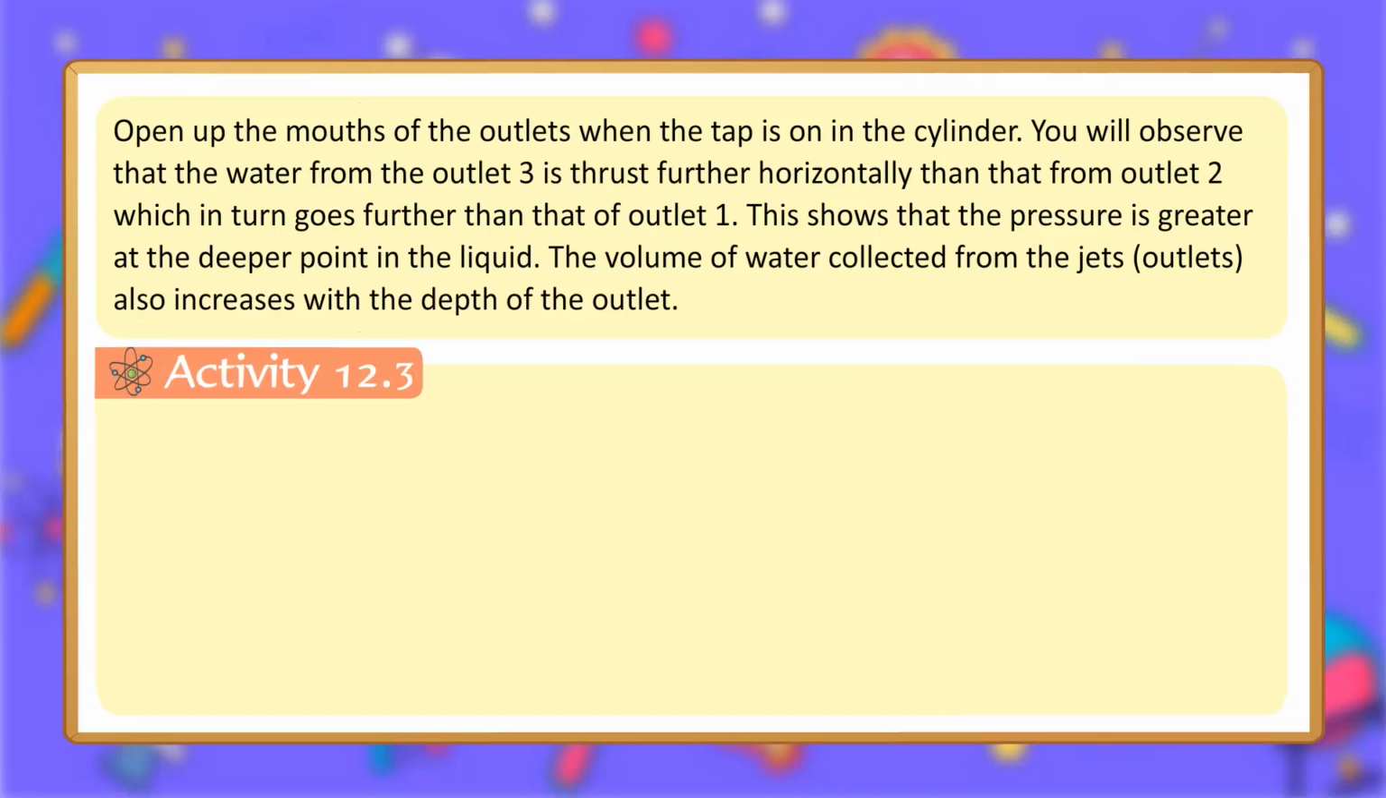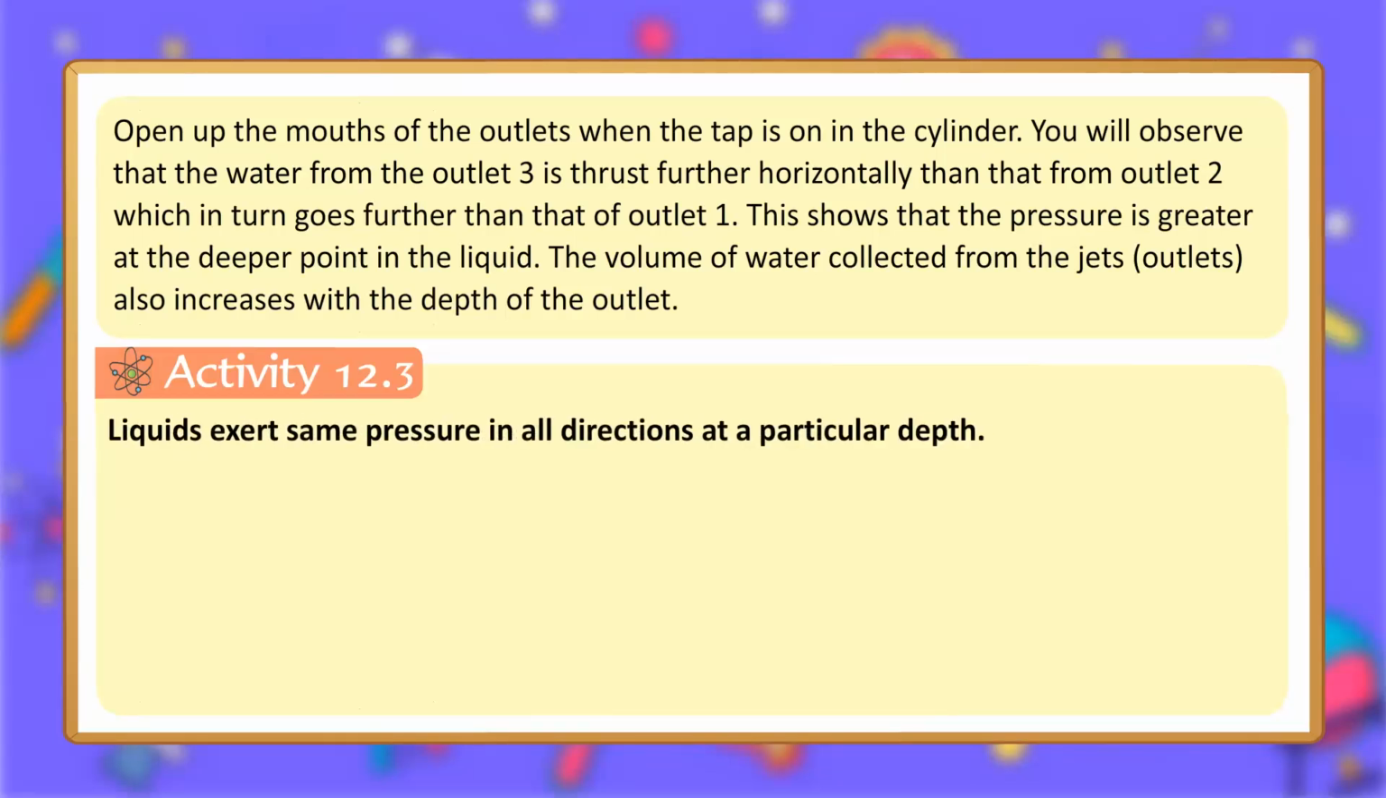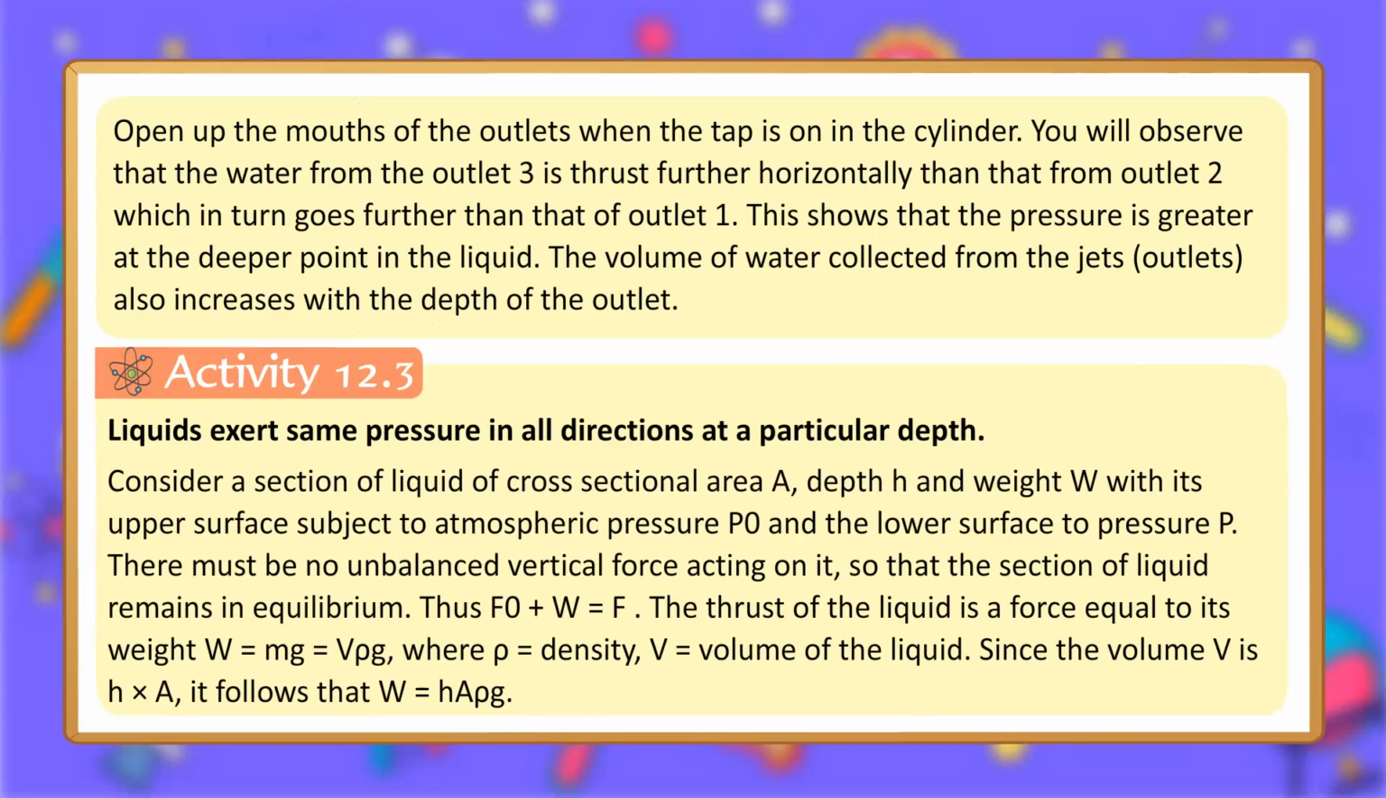Activity 12.3. Liquids exert the same pressure in all directions at a particular depth. Consider a section of liquid of cross-sectional area A, depth h and weight W with its upper surface subject to atmospheric pressure P0 and the lower surface to pressure P. There must be no unbalanced vertical force acting on it, so that the section of liquid remains in equilibrium. Thus F0 plus W equals F.